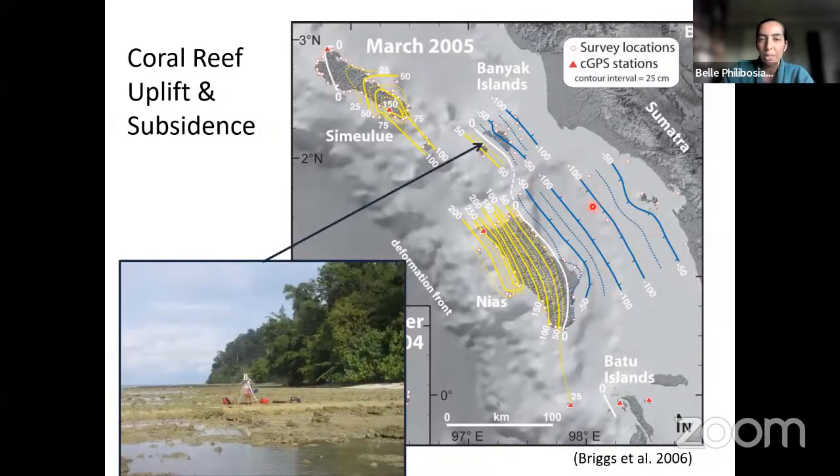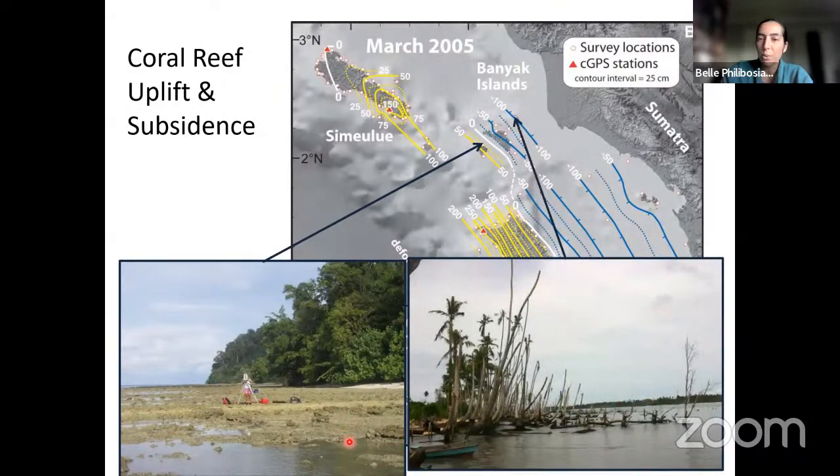So if we look at the coral reefs in that area, in the yellow areas here, the entire reef was lifted out of the water and the corals were killed. Whereas in the blue areas, the corals sank farther down under the water. They're still doing fine, but the trees along the coastline were drowned and killed.